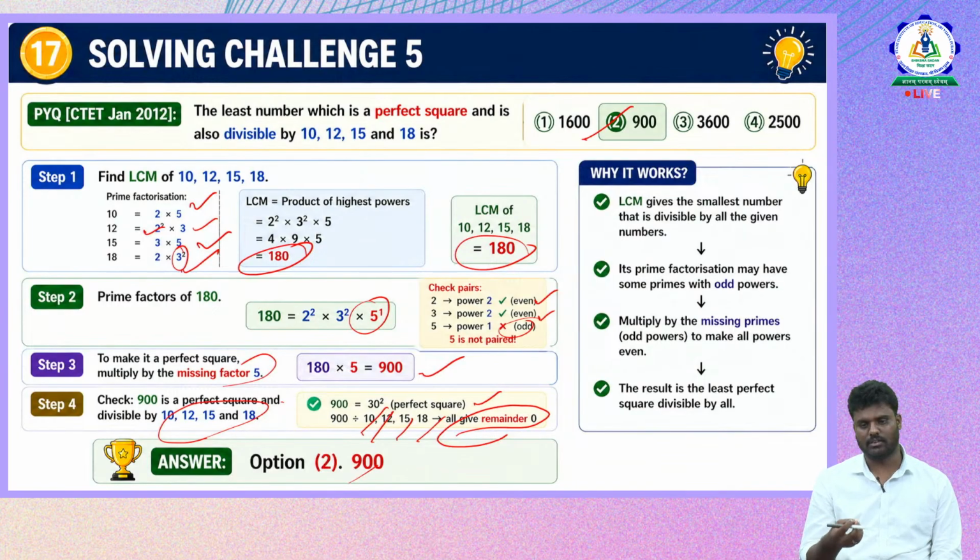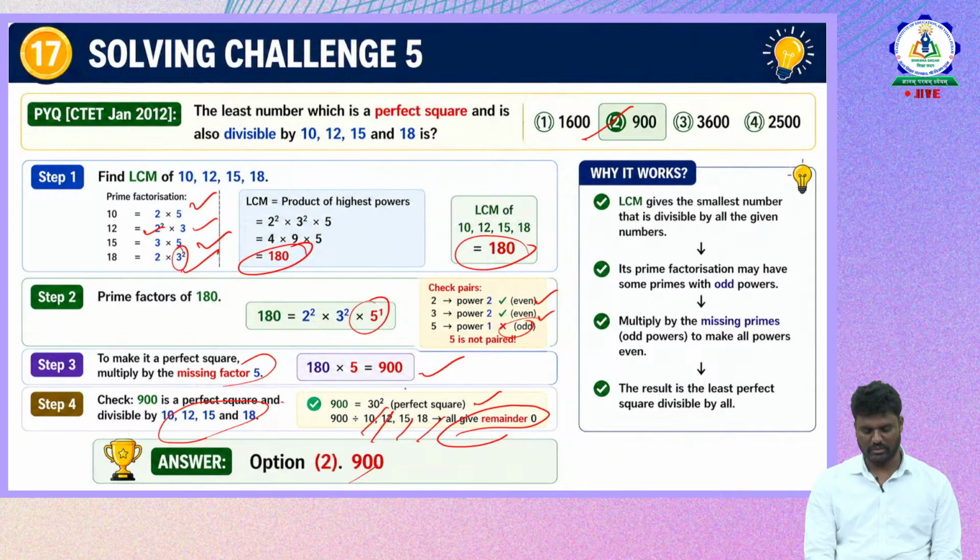Okay, check whether the pairs are even or odd. If it is odd, then we need to multiply by the missing factor. So for whatever LCM we got, we multiply it with that missing factor. Then, once you get the number, check whether it is a perfect square and whether it is divisible by the given numbers or not. Once we perform it like this, we will get the solution.